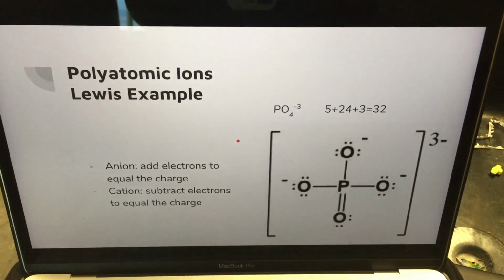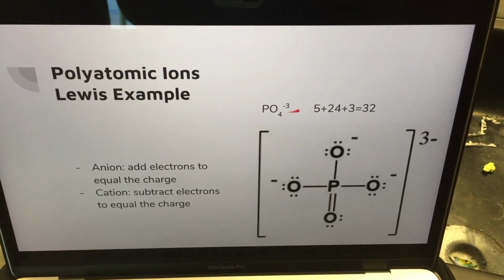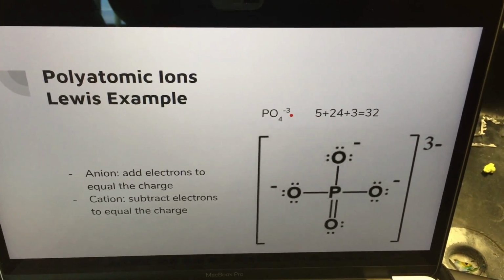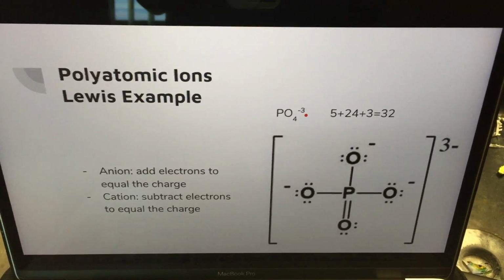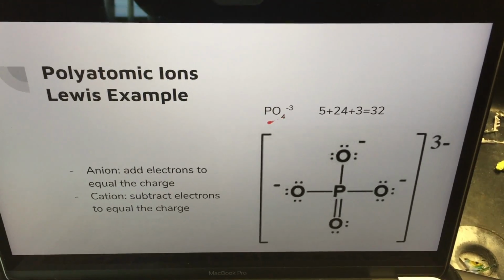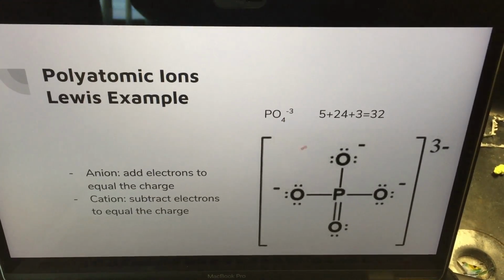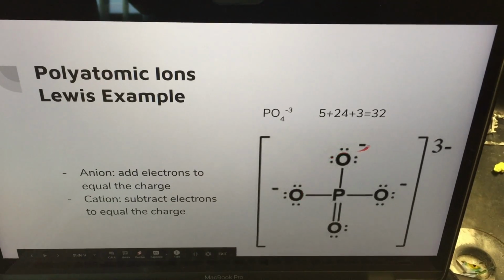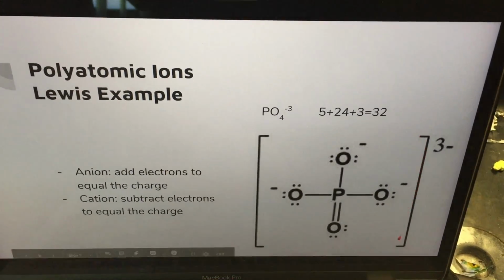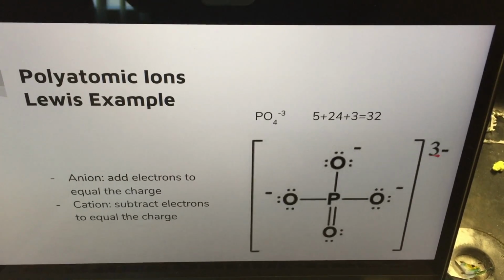For the Lewis dot structures, remember to add up all the valence electrons and the extra electrons or fewer electrons from the charge. So here's the example of phosphate, 32 total electrons, and it's placed in brackets with a -3 for the charge on the outside.